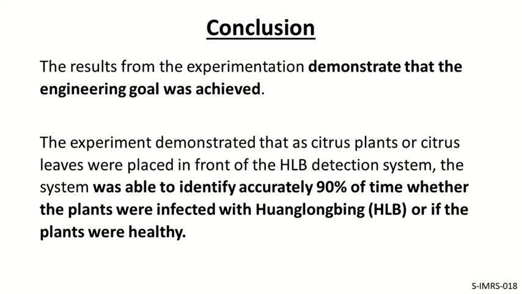The experiment demonstrated that as citrus plants or citrus leaves were placed in front of the HLB detection system, the system was able to identify accurately 90% of the time whether the plants were infected with Huanglongbing or if the plants were healthy. This approach can be extended to identify additional citrus diseases such as canker, black spot, and melanosis in the future. Furthermore, the method and system can be applied to disease management for other crops as well.